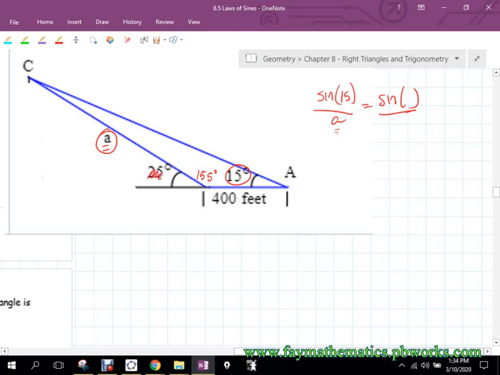We've already used the 25 to get the 155. We've already used the 15. We've already used A. What's left? 400, right? 400 is the distance that I know that I have to use over here. So if I'm going to use 400 as my distance, the angle that is opposite that would have to be this angle up here, correct? How do I know what that angle is?